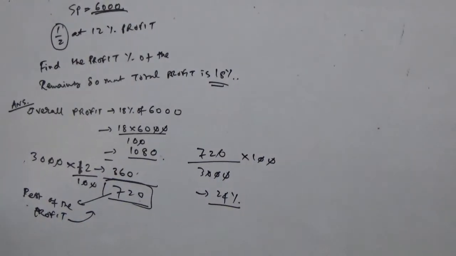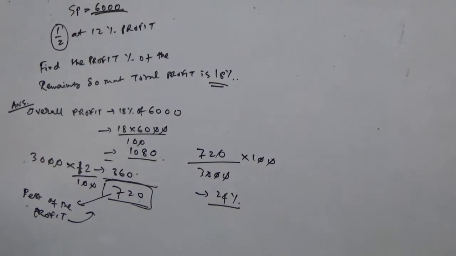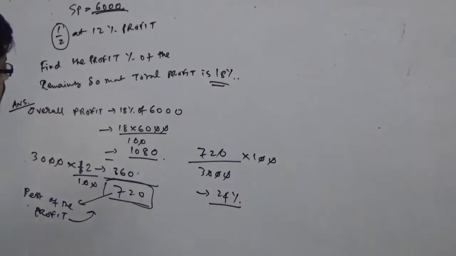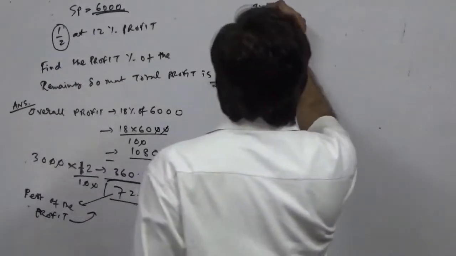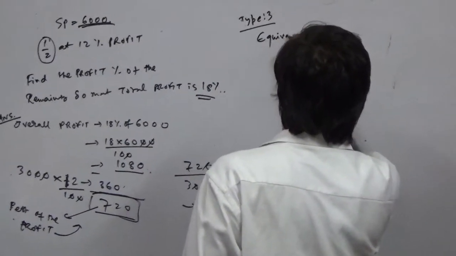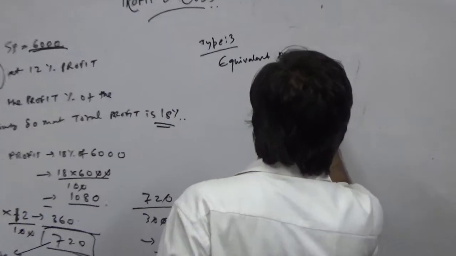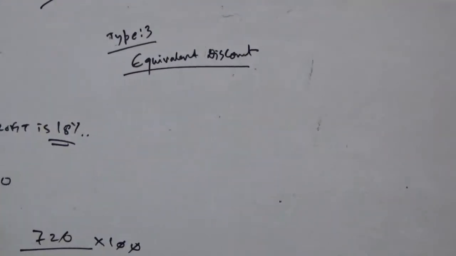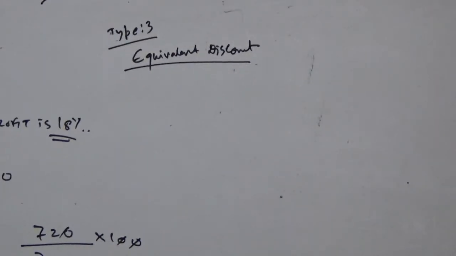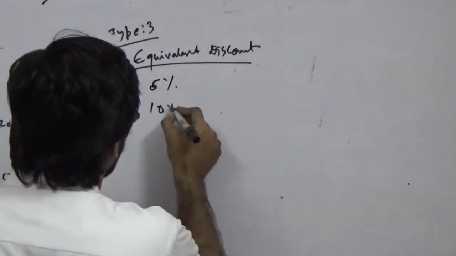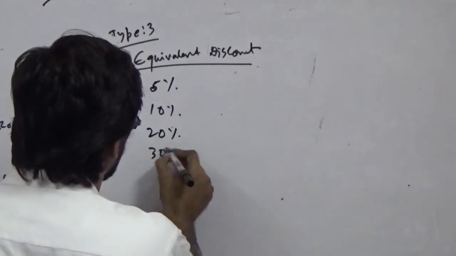Next, type 3. This is of equivalent discounts. For this discounting problem, you need to do a little bit of percentage structure. For example, if I give you 5%, then 10%, then 20%, then 30% discount.